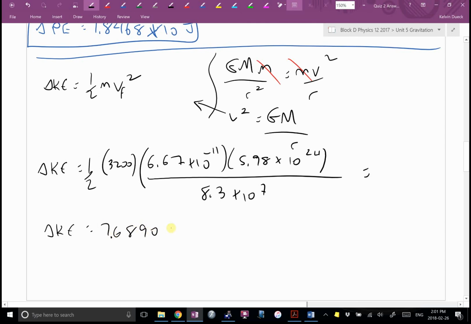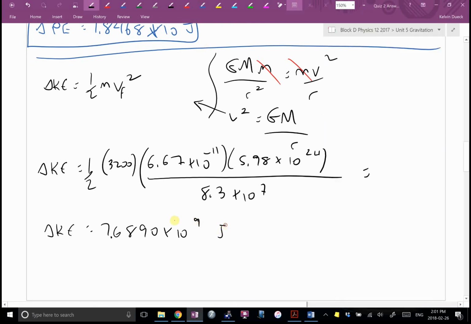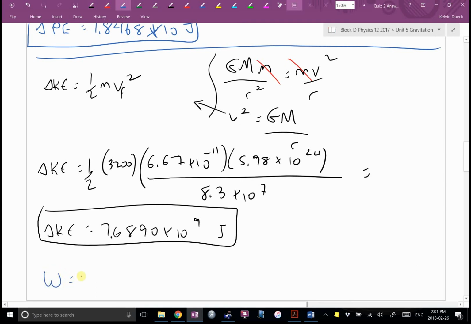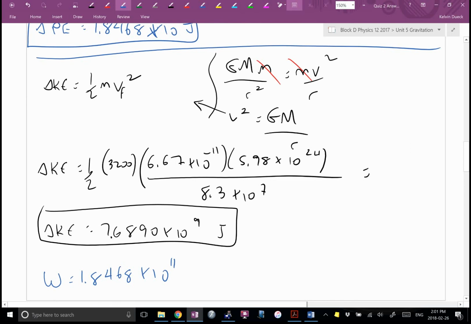So it's going to be 7.8960 times 10 to the 9th. Final answer. Work is going to be the change in potential, 1.8468 times 10 to the 11th, plus the change in kinetic. Is this right? Is it 10 to the 9th?